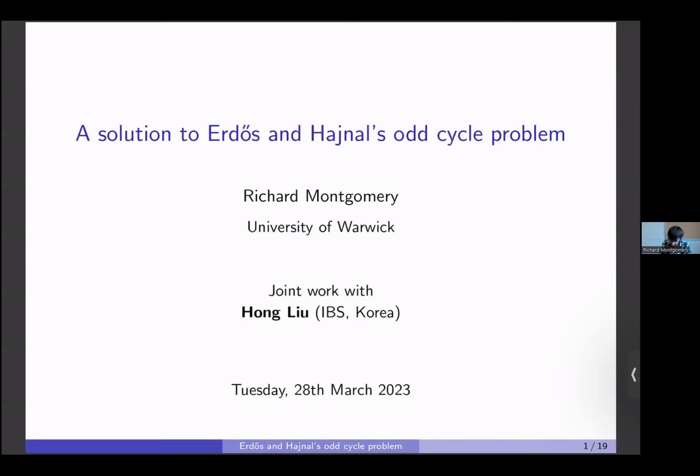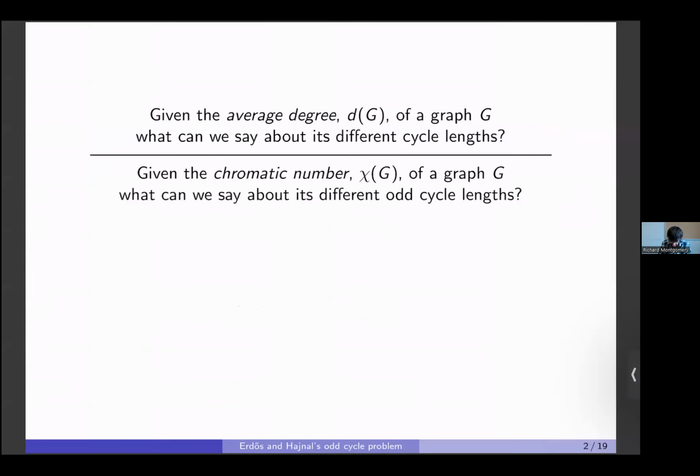So this is all about the length of cycles. So really, this talk is on two main problems, and we're essentially trying to say something about the cycle length in a graph with as little information as possible. So firstly, given the average degree, which I'll denote D of G, of a graph G, what can we say about its different cycle lengths? So there, all I'm interested in is if a graph has a cycle of length 3, if it has a cycle of length 5, something like that. I'm not worried about the number of different cycles.